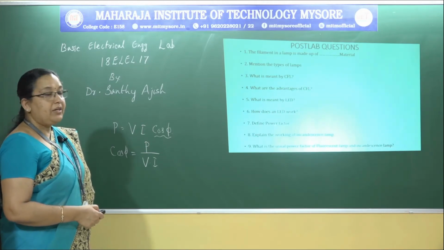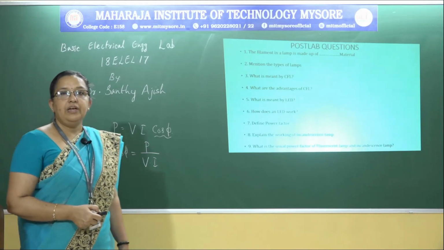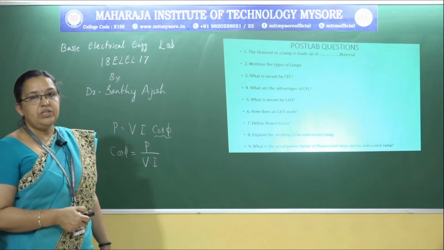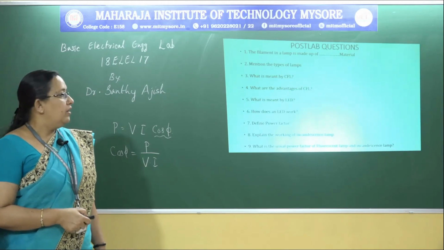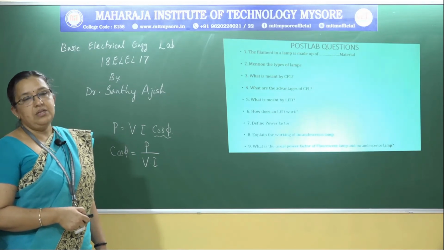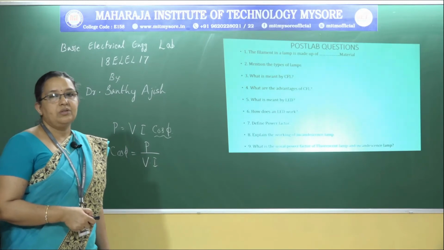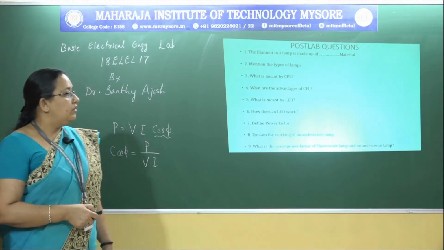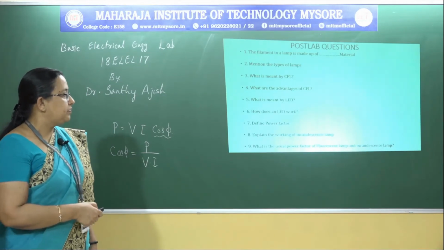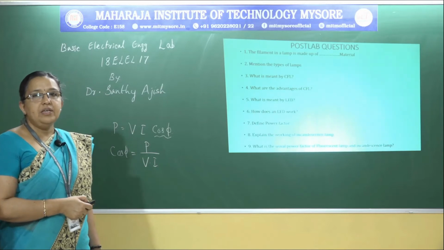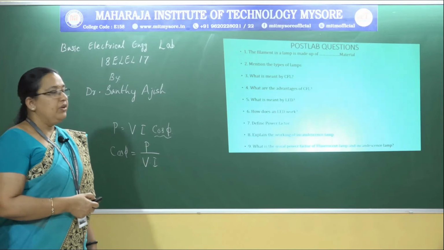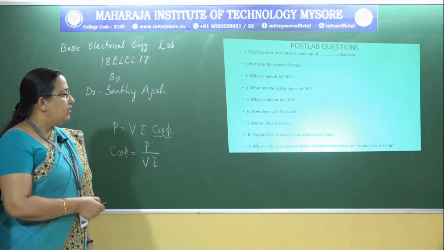Define power factor. Power factor can be defined in many ways. One way is, as I told you, the cosine of the angle between voltage and current, and the second way of defining it is the ratio of R by Z, meaning the ratio of resistance to impedance of a circuit. It can also be defined as the ratio of active power to apparent power. So that is another way of defining it. All these are power factors.